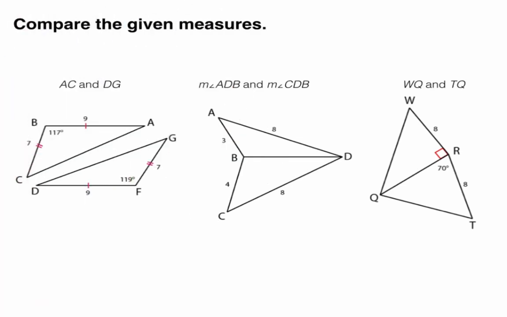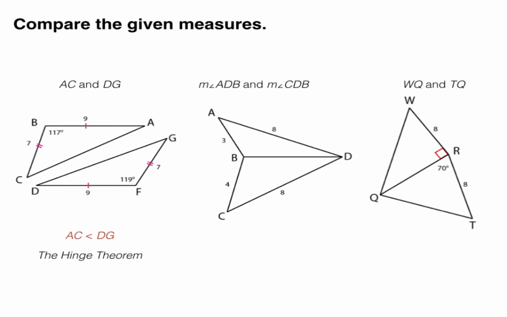Let's compare these given measures. I want to compare AC and DG. AC is going to be less than DG because the included angle of 117 is less than the included angle of 119. That's the Hinge theorem.